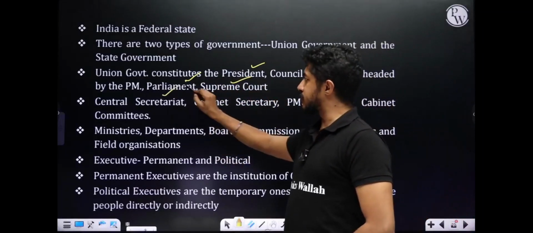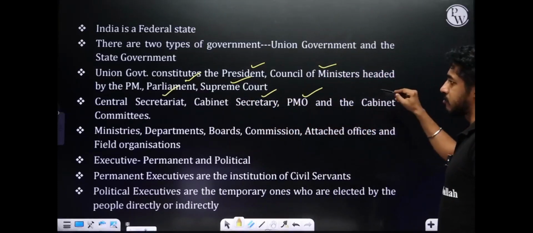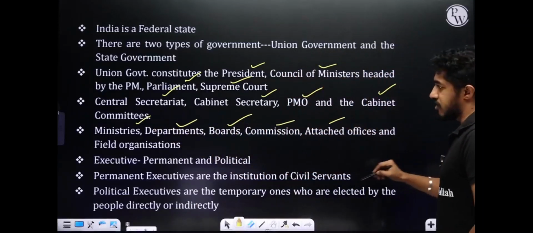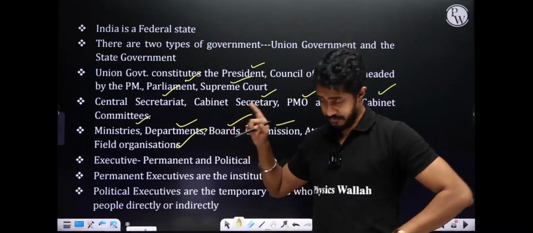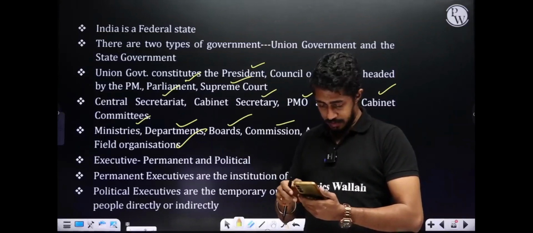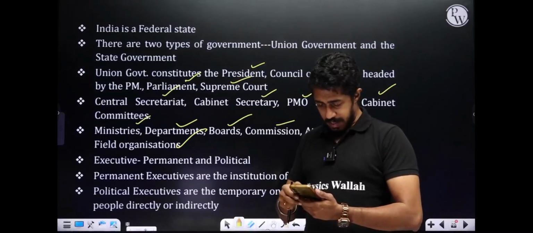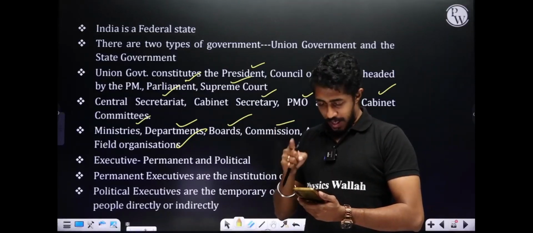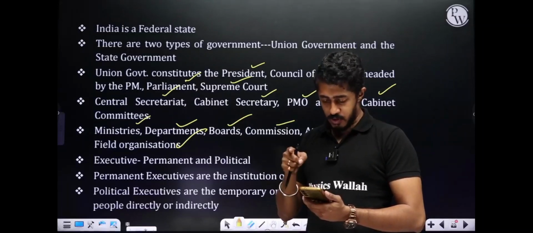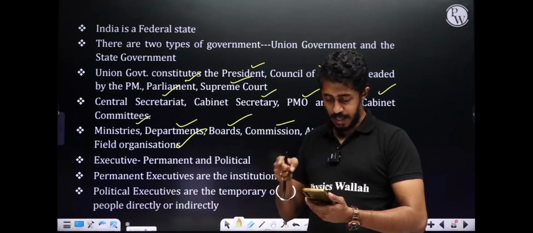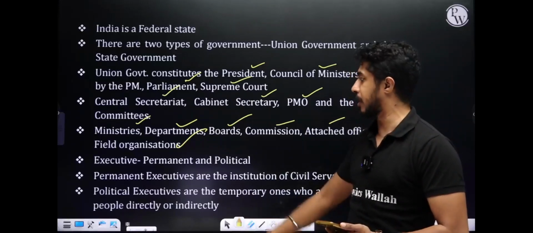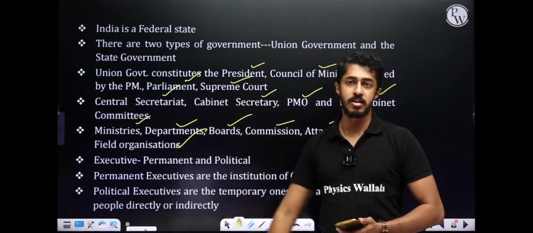Followed by that, we'll also be covering Central Secretariat, Cabinet Secretary, PMO, and the Cabinet Committees, Ministries, Departments, Boards, Commissions, Attached Offices, and Field Organization. Now, this is the next thing that I wanted to tell you. If you remember again in paper 1, you have a chapter under organizations where we talk about ministries and departments, corporations, companies, boards and commissions, ad hoc and advisory bodies, headquarters and field relationship, regulatory authorities, public-private partnership. This we will be covering largely here.